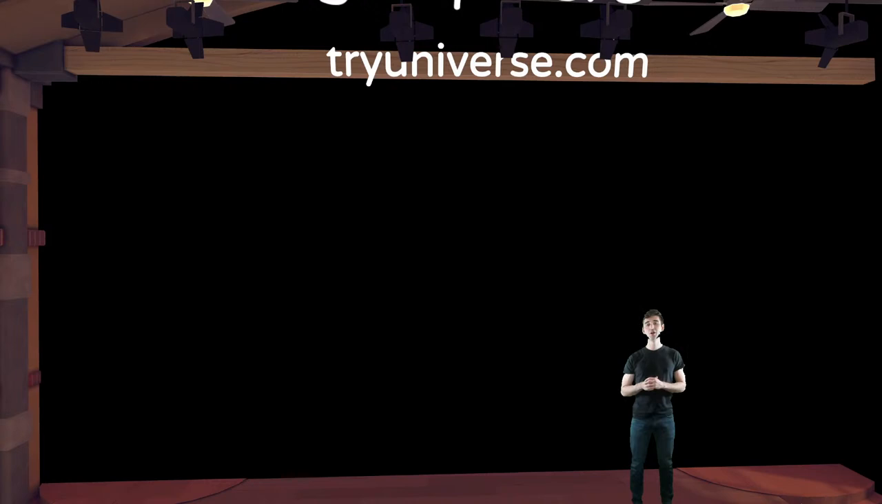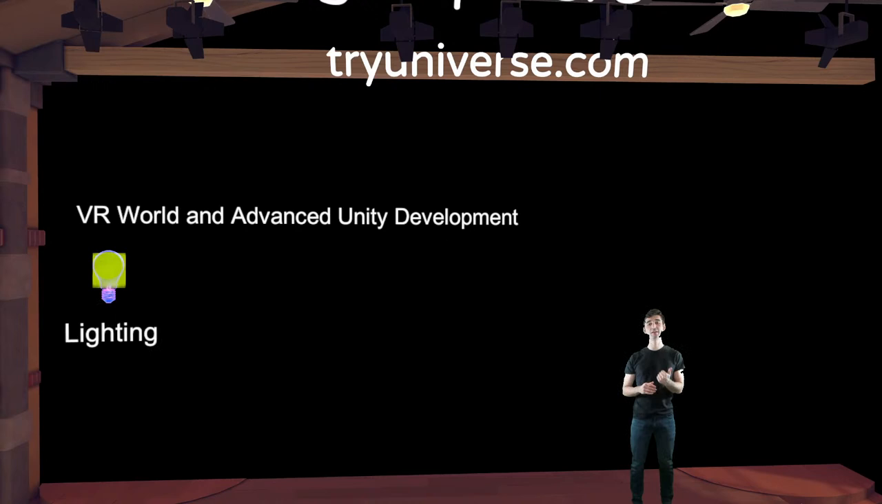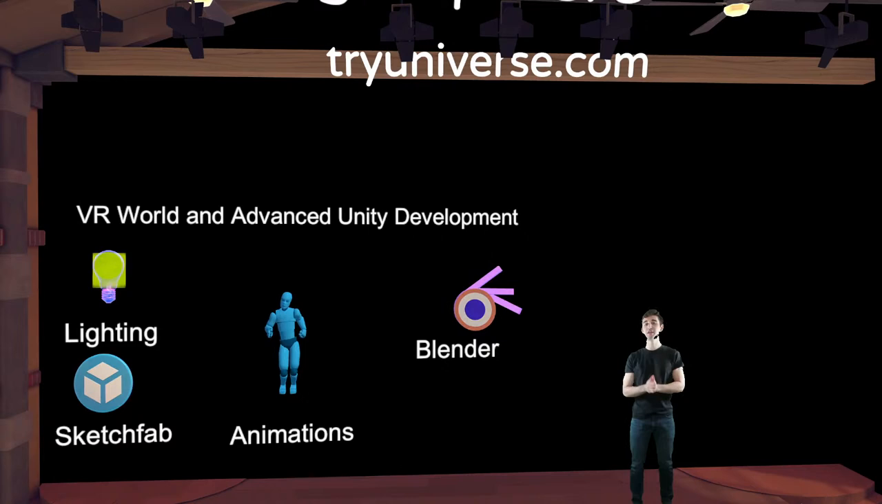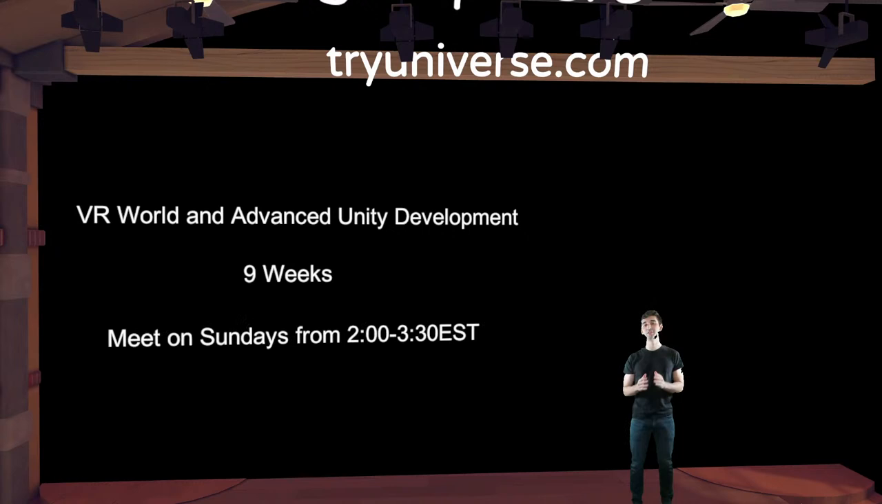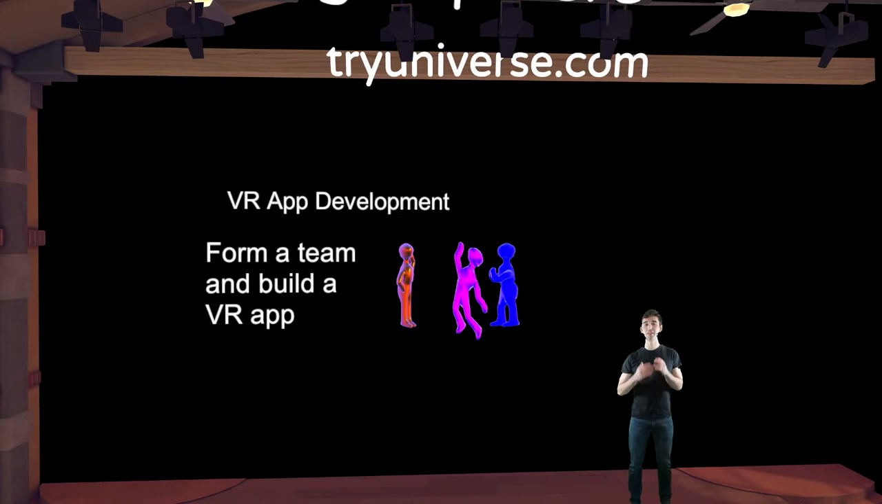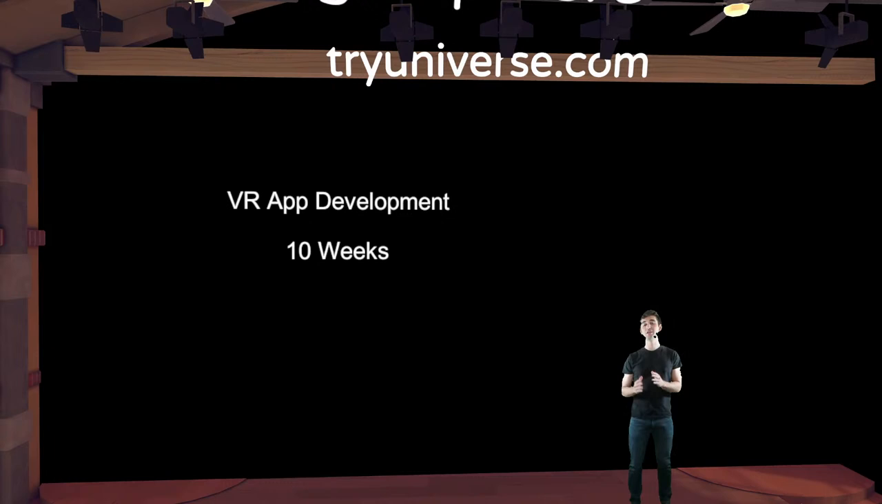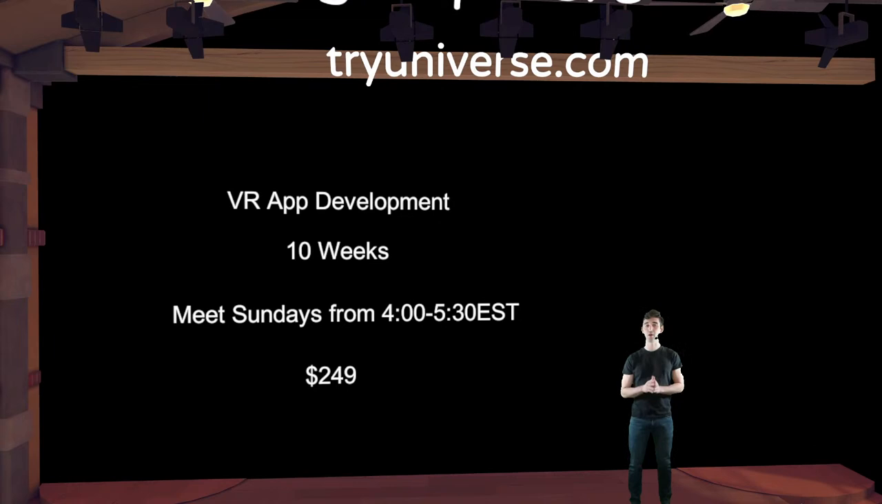You also learn Unity lighting, animation, using third-party asset stores, Blender decimation, and how to use Git and GitHub for your Unity projects. That is a 9-week live course that meets Sundays from 2 to 3:30 p.m. Eastern and is $249 for the entire course. The next course is VR App Development, where you build and improve your VR app each week with a team of 2 to 3 fellow students. That is a 10-week live course that meets Sundays from 4 to 5:30 p.m. Eastern and is $249 for the entire course as well.